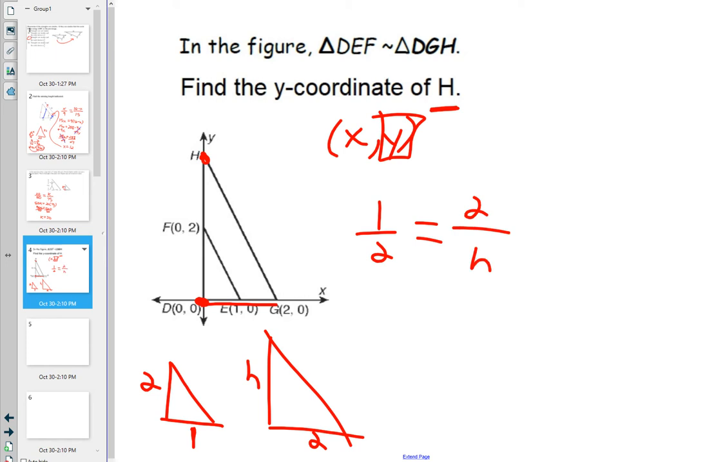If they wanted this as an ordered pair, I know that anything on the y-axis is going to be 0 comma. So I already knew the x is going to be 0, but that's why here what we're looking for is just the y. 1 times h is h, 2 times 2 is 4. Correct, 4.